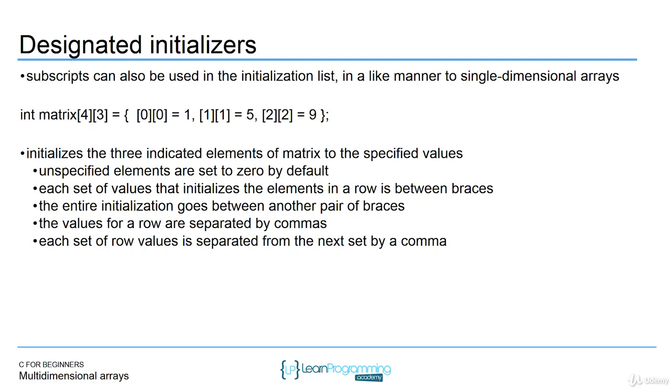But what you should notice here is the syntax. All the unspecified values here are going to be 0 by default. So this is only going to initialize 3 values. Each set of the values that you do initialize are going to be the elements in a row between braces. And then the entire initialization goes between another pair of braces. So you see that we have the curly brackets on the outer ones, just like normal initialization. And then we have the brackets to access the array inside. And then we have commas to separate each row. And each set of row values is separated from the next set by a comma. So the values are separated and also the row indices. So notice that.